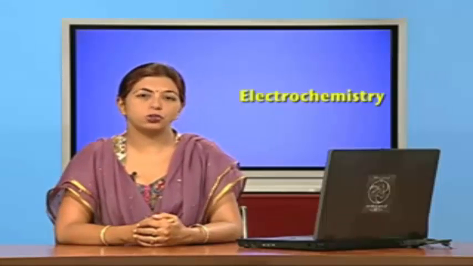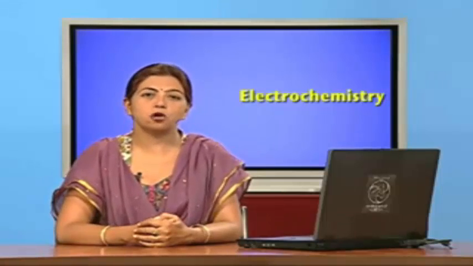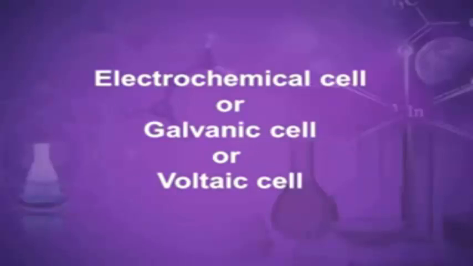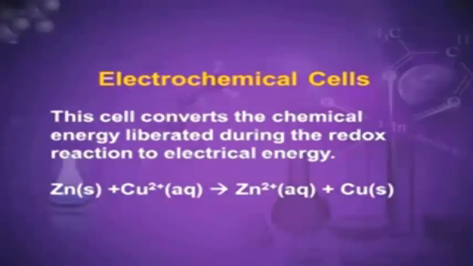As I have earlier told you, redox reaction is the basis of an electrochemical cell, or you can say a galvanic cell or a voltaic cell. Electrochemical cells, let's know what that is. This cell converts the chemical energy liberated during the redox reaction to electrical energy. Again, there is an example of the zinc-copper cell. The chemical energy which is produced during this reaction is converted into electrical energy. That is the function of an electrochemical cell.